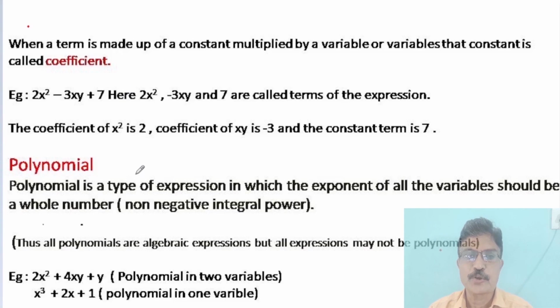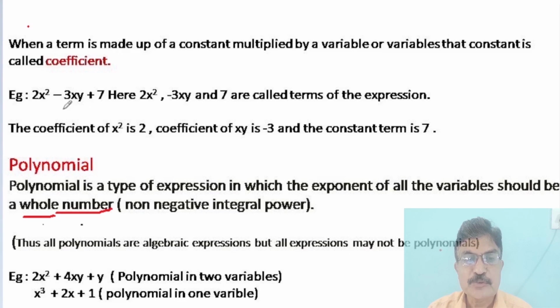Next we will do polynomial. Polynomial is a type of expression. It is also a mathematical expression in which the exponent of all the variables should be a whole number. That's very important. Exponent of all the variables should be a whole number. That means a non-negative number.